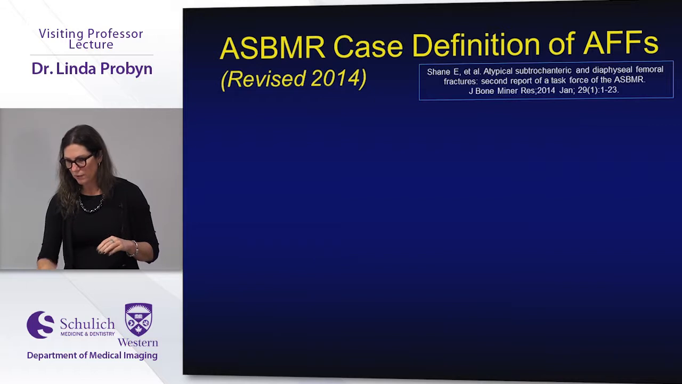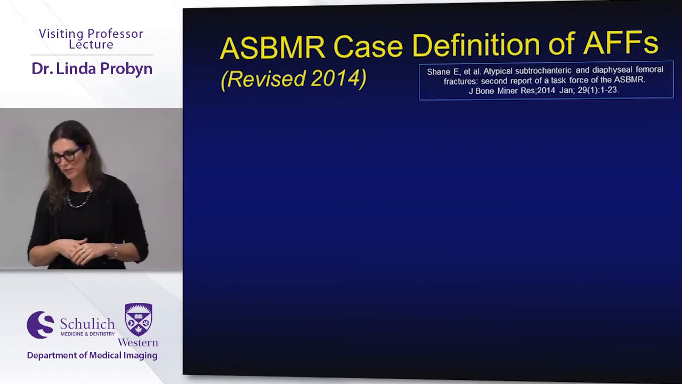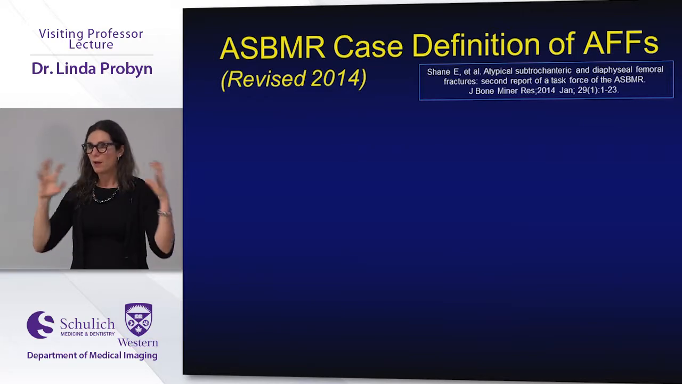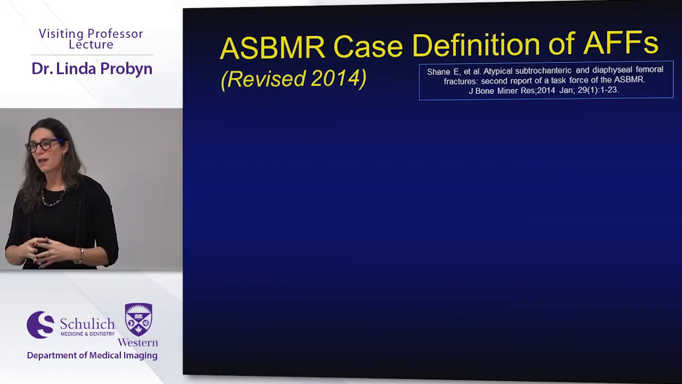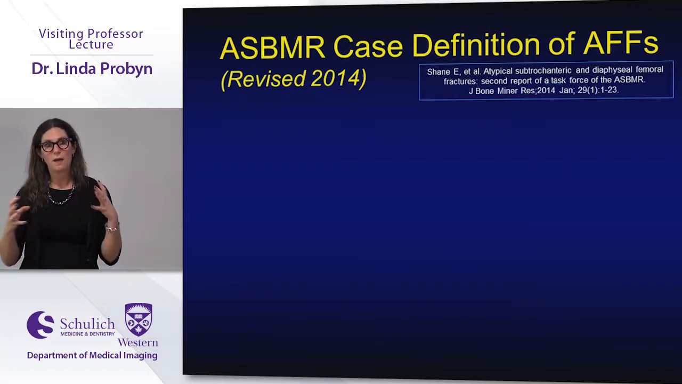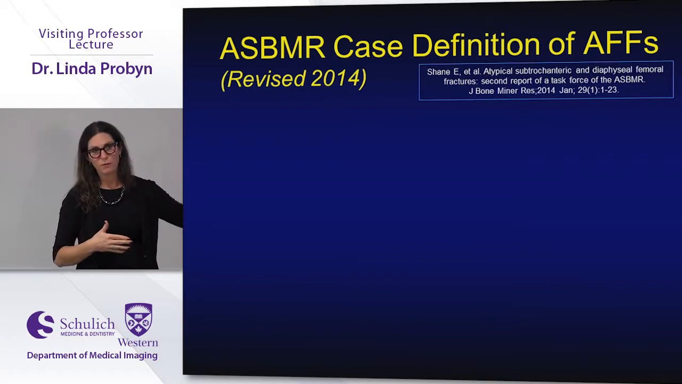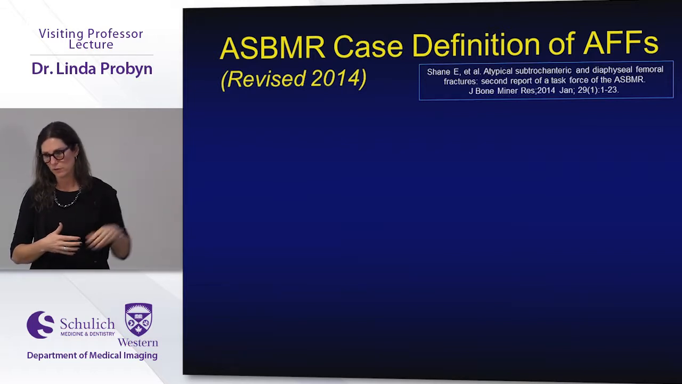Okay, so now I'm going to talk about the ASBMR, the American Society of Bone and Mineral Research, case definition of atypical femoral fracture. So what happened is when this whole thing came to light and they realized what was happening, a large working group came together to really talk about what are these and how do we define them so that we can all call them the right thing and we can be aware of them and really have a clear definition of what these are. So they came out with the original version and then they revised it in 2014. So this is the definition of atypical femoral fractures, the most updated one that was revised.